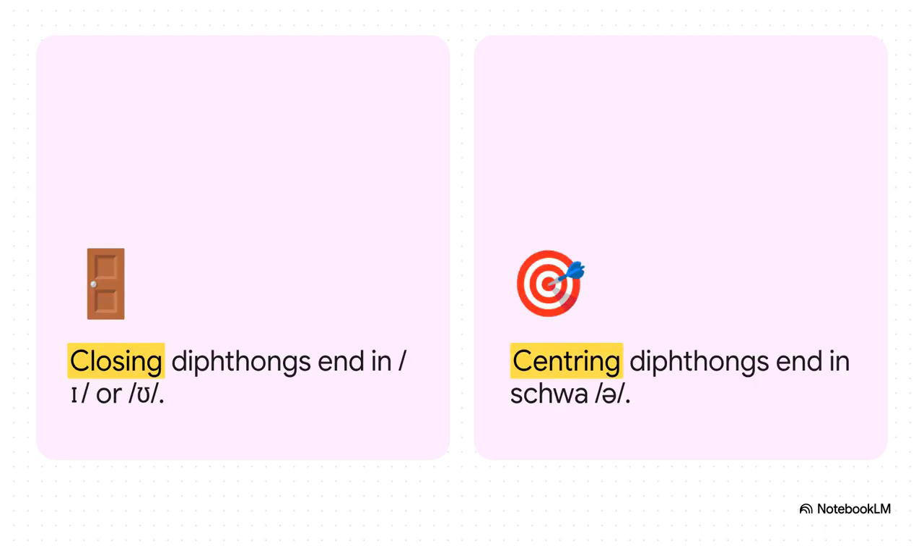Now, when a vowel does change its quality within the exact same syllable, we call that a diphthong. There are 2 main types you really need to know. First, closing diphthongs, which end in the I or U sounds, like the vowel in my or go. Centering diphthongs, on the other hand, end in the schwa sound, like the vowel in near. They literally center themselves right in the middle of your mouth.